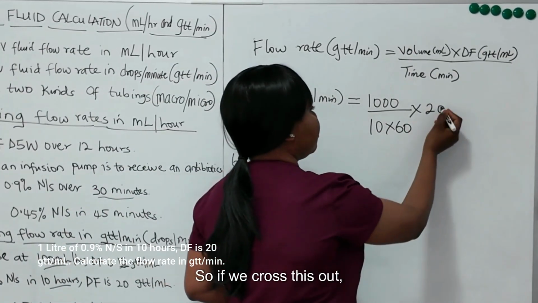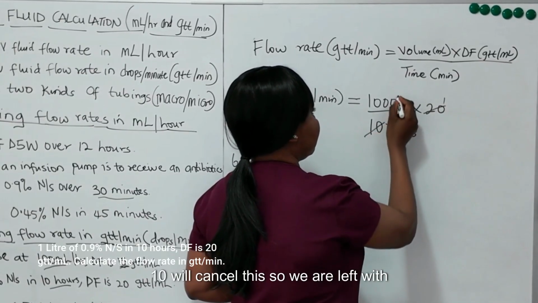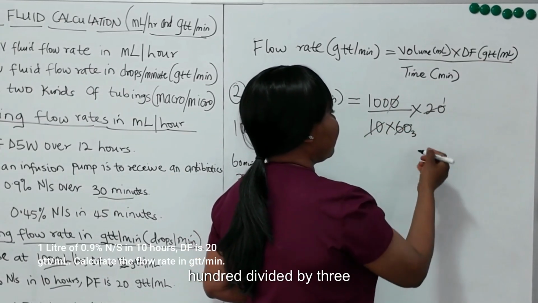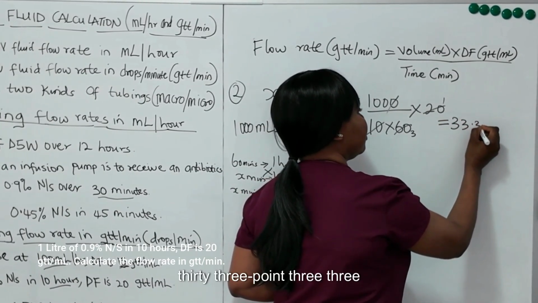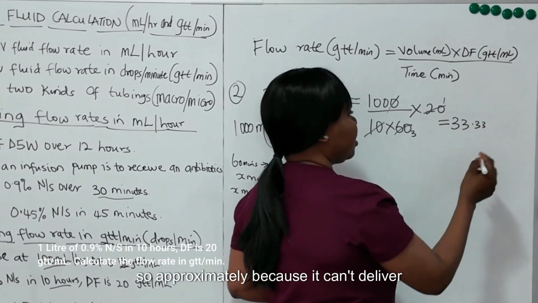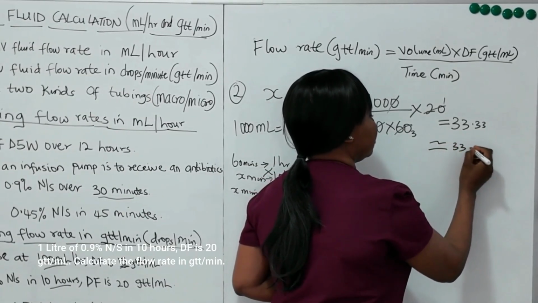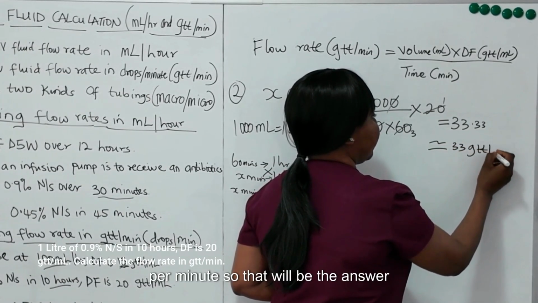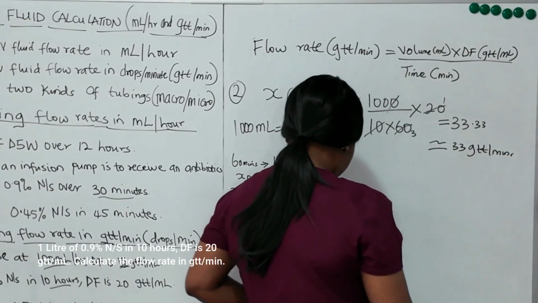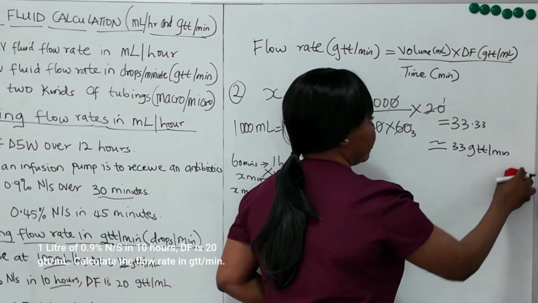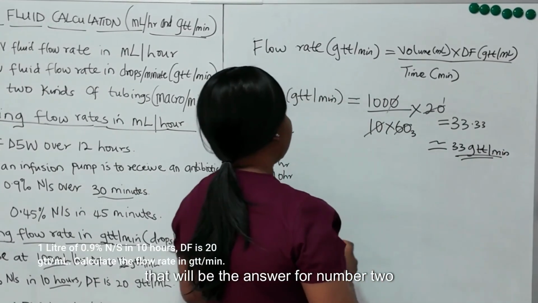So if we cross this out, 20 and 60, we have 3. 10, we cancel this, so we are left with 100 divided by 3. So this will give us 33.33. Because it can't deliver half a drop, that will be approximately 33 gtt per minute. So that will be the answer per minute. That will be the answer for number 2.